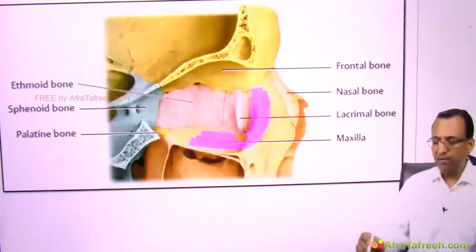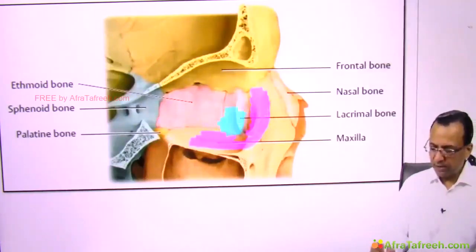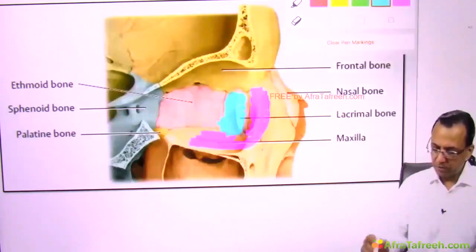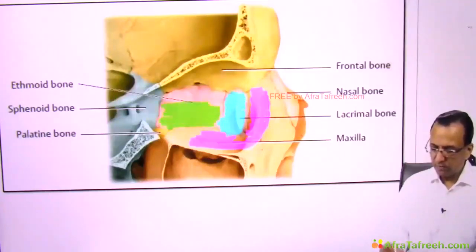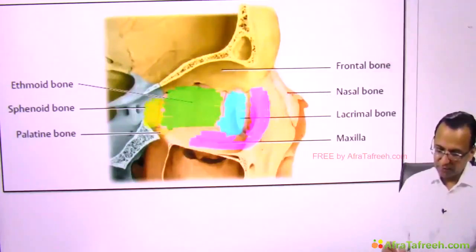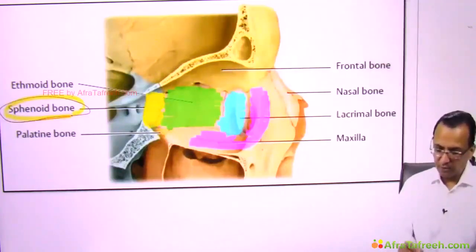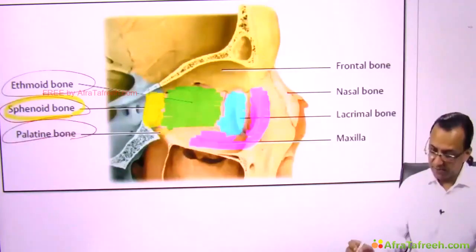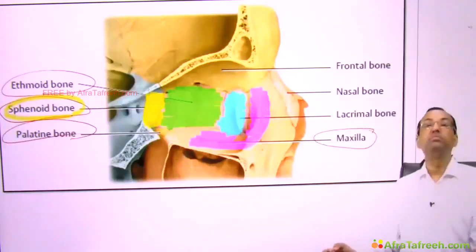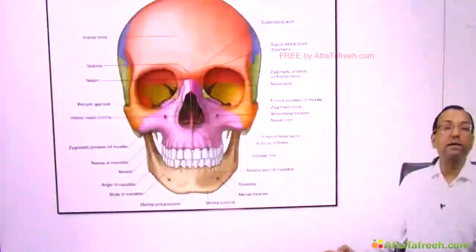Then what was behind the maxilla bone medially? It was the lacrimal bone. And what is behind the lacrimal bone? It was the ethmoid bone. And what is behind the ethmoid bone? It is the body of the sphenoid, which is most posterior. Then you have the ethmoid, the palatine, and the maxilla bone in the medial wall of the orbit. Now, once you have that orientation, let us draw the diagram ourselves.